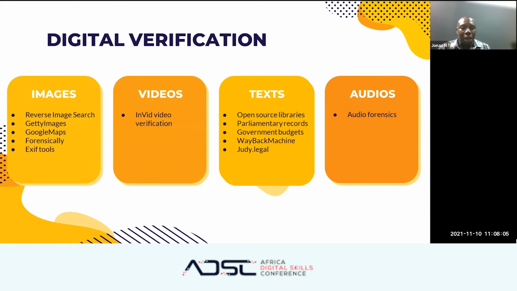And then also when it comes to text, there are different open source libraries that help you give exact information about text. So for instance, if your local government official makes a certain claim about a national budget, you can get the information in the national budget that maybe the finance ministry may have. You find it in the document, it's in black and white. So that's an example. We also have the Wayback Machine.